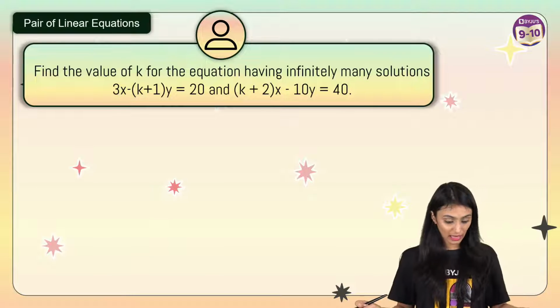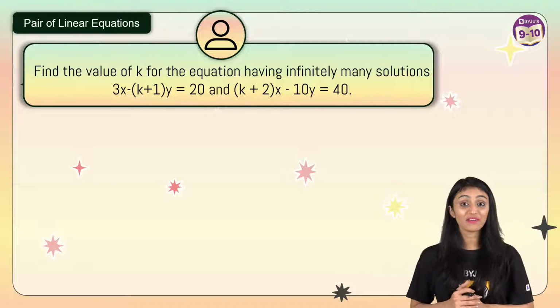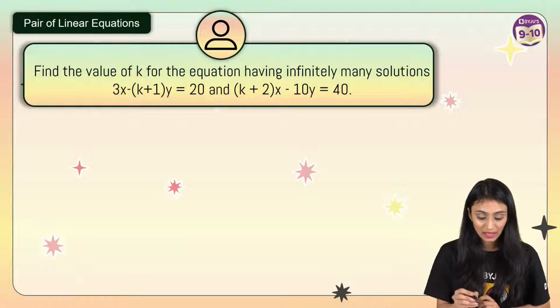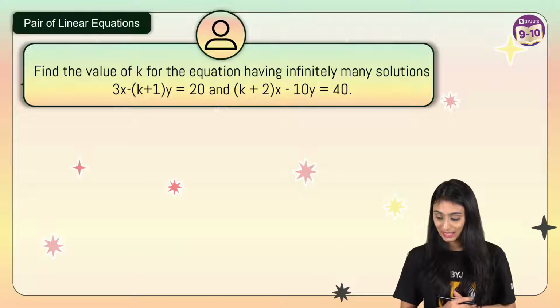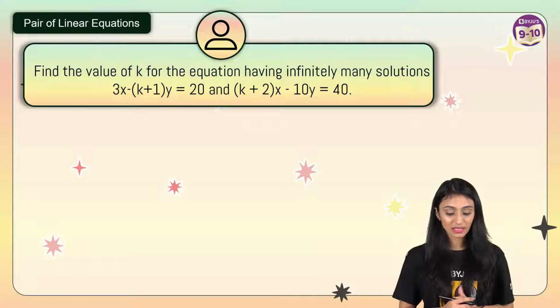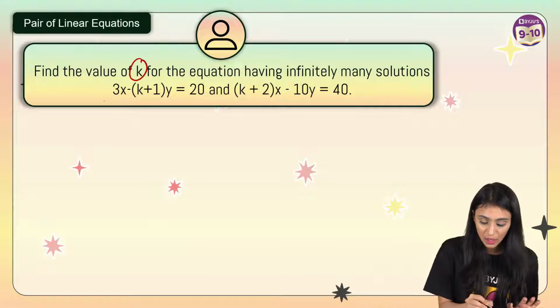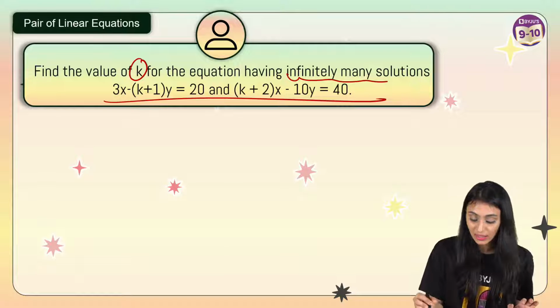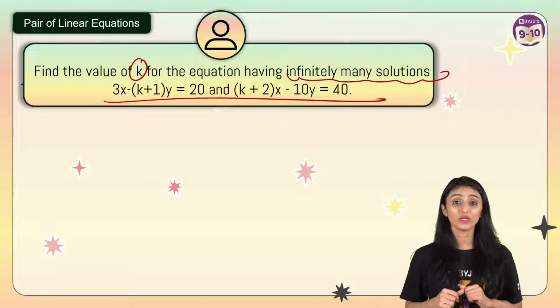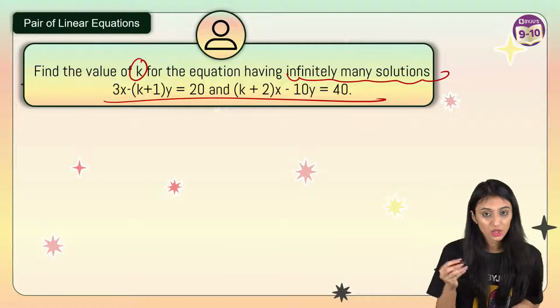Find the value of k for the equation having infinitely many solutions. 3x minus (k plus 1)y equals 20 and (k plus 2)x minus 10y equals 40. What is the keyword here? We need the value of k. Equation is given. Question already says it has got infinitely many solutions. What do we do? In such questions, use the logic.